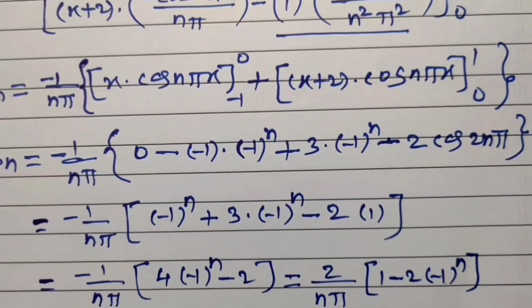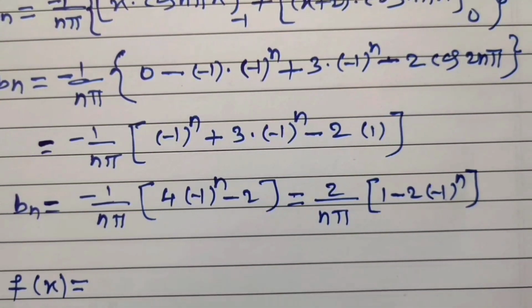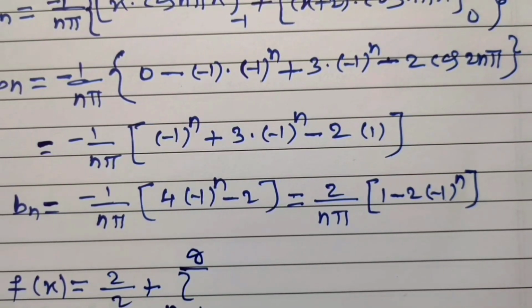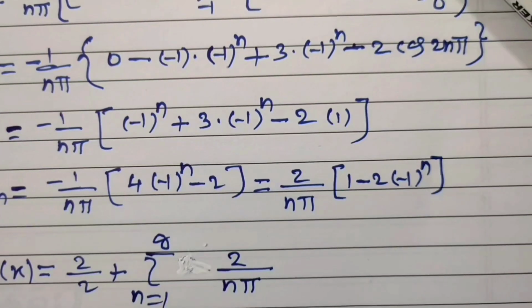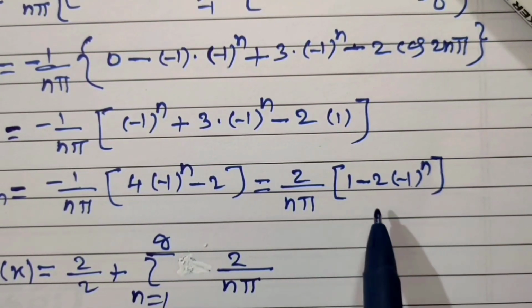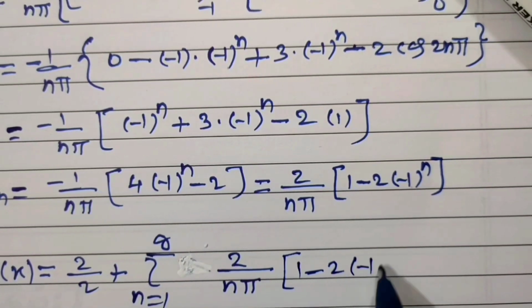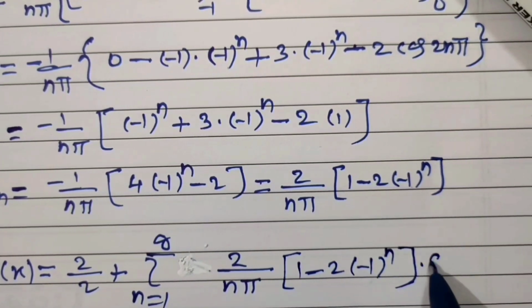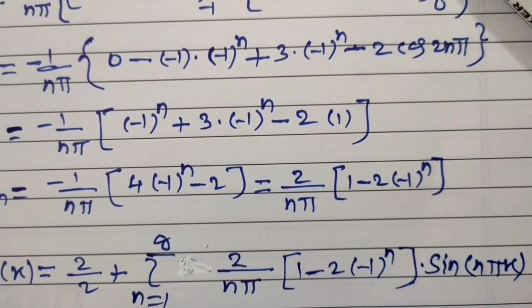This is the value of Bn, but we have obtained the value of A0 as 2 upon 2 plus an cos n pi x divided by l, but an is 0. So summation n is equal to 1 to infinity, 2 upon n pi into bracket 1 minus 2 times minus 1 to the power n, into sine of n pi x divided by l, but l is 1, so sine of n pi x, and this is the final answer.